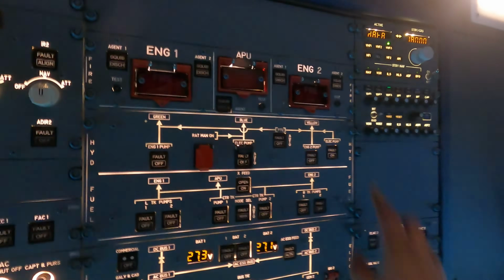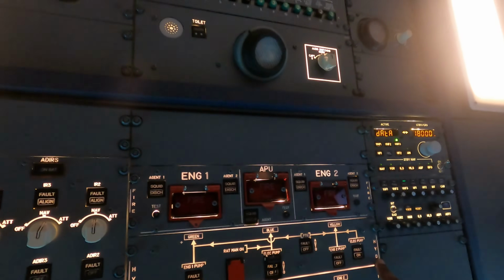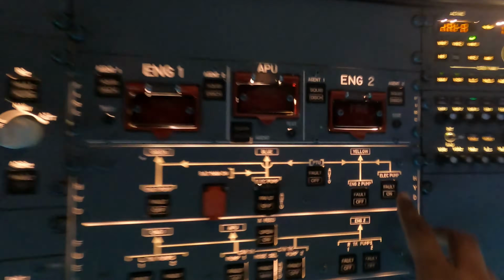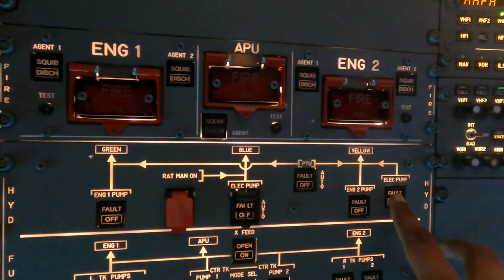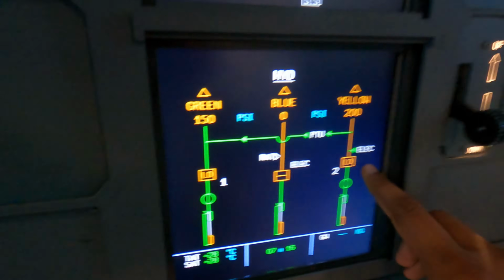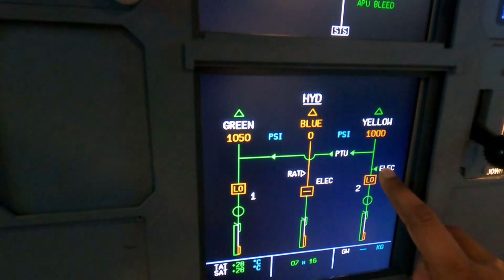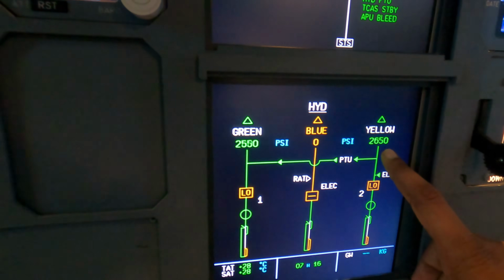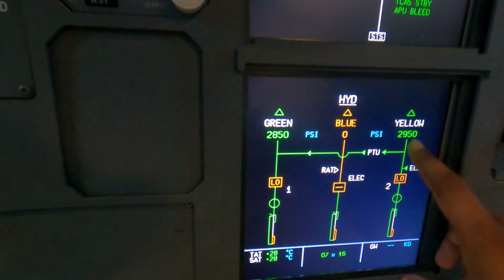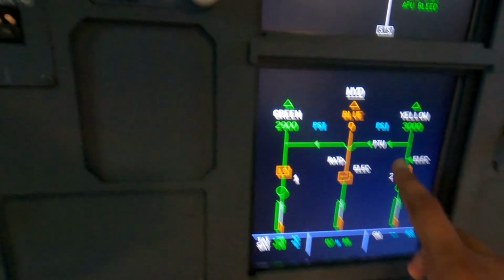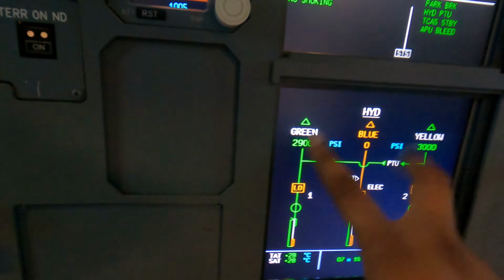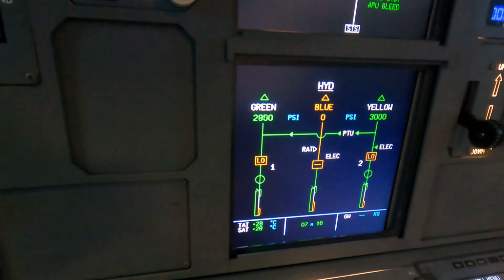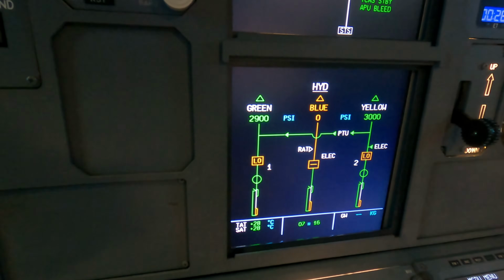So now I want to get the hydraulics going. What I'm going to do is come up here, go to hydraulics, and find the electrical hydraulic pump, which is this guy right over here. I'm going to push this button here, and as soon as I push it, look at that. The electrical hydraulic pump is now active. It's pressurizing the yellow system, and the yellow system is sending power via the PTU to the green system. So both hydraulics are now fully pressurized, all right?